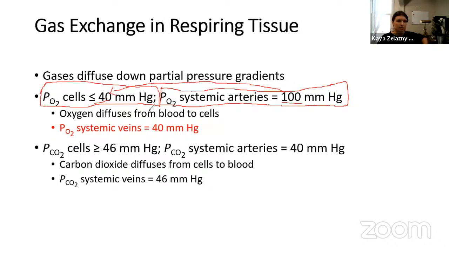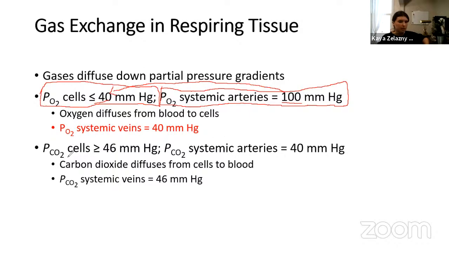It's why the oxygen goes into the cells, right? So oxygen is diffusing from the blood to the cells, and it's going to reach equilibrium here at the tissue just the way it did in the lungs. So it's going to bring down our partial pressure of oxygen to 40, which is why that's the partial pressure of oxygen in the systemic veins returning to the heart, and then in the pulmonary arteries going to the lungs.